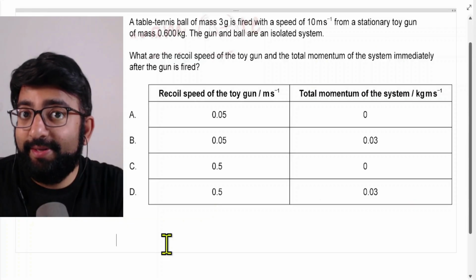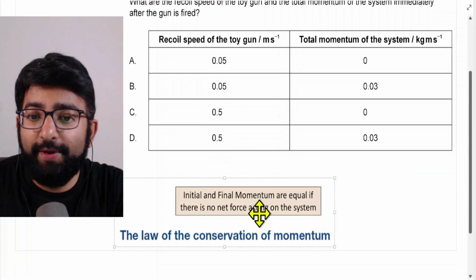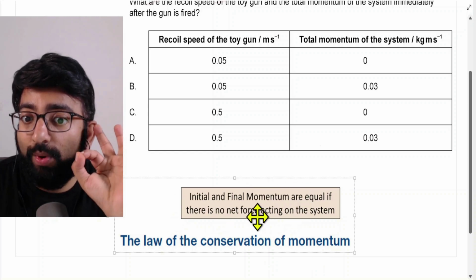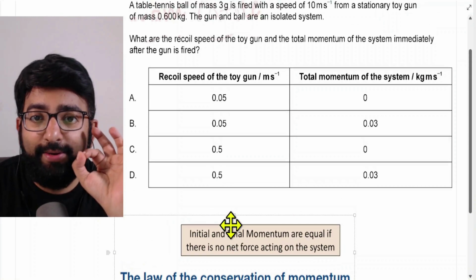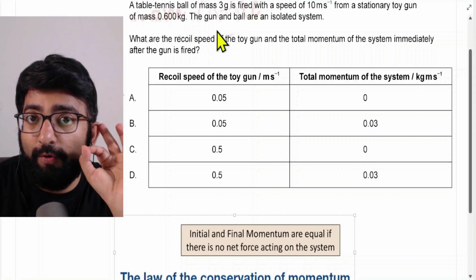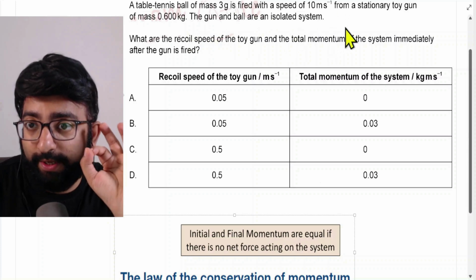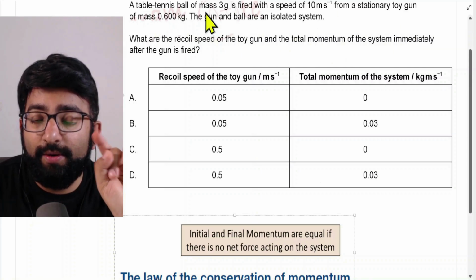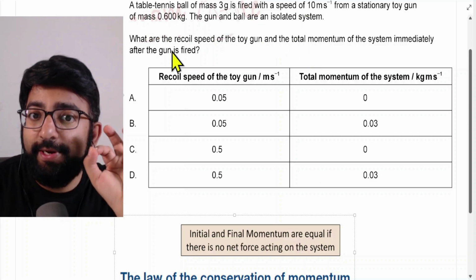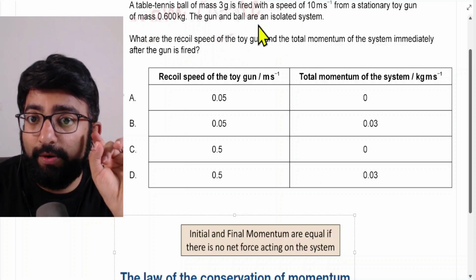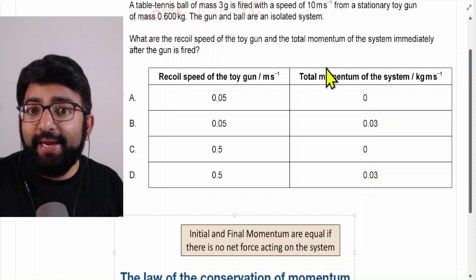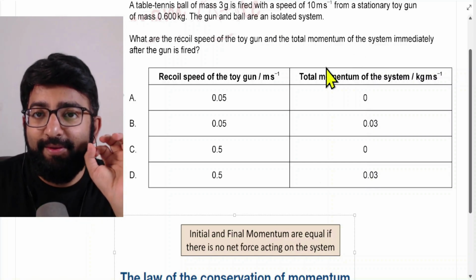So this question is an application of the law of conservation of momentum, which is, initial and final momentum are equal if there is no net force acting on the system. So here we have been given that a table tennis ball of mass 3 grams is fired with some speed from a stationary toy gun. Gun and ball are an isolated system. So we need to figure out what is the recoil speed of the toy gun and the total momentum of the system immediately after the gun is fired.